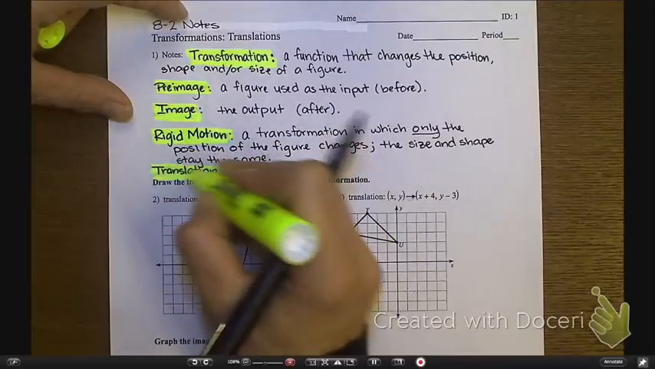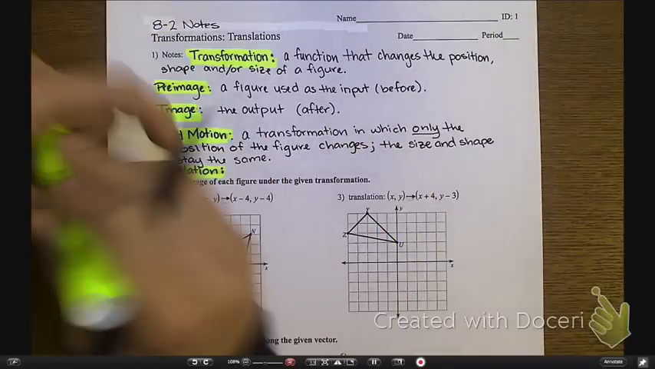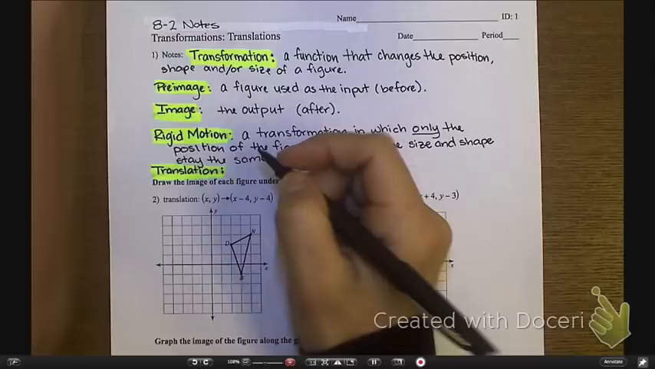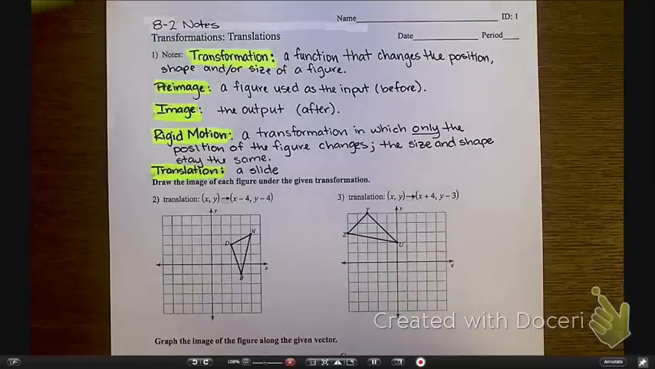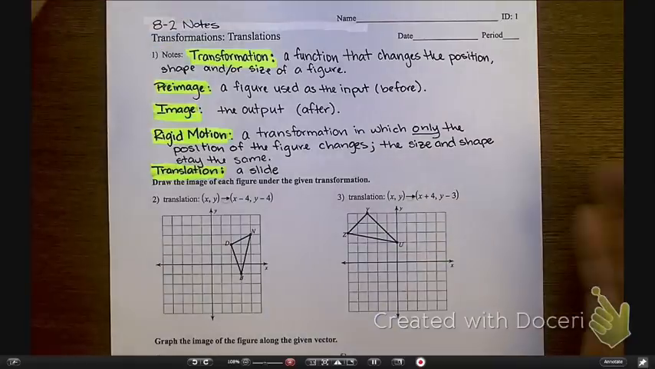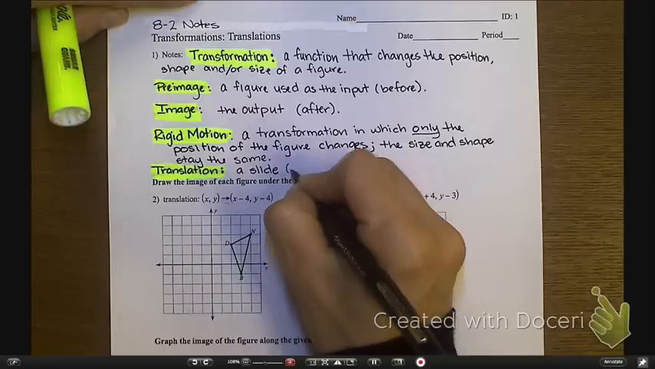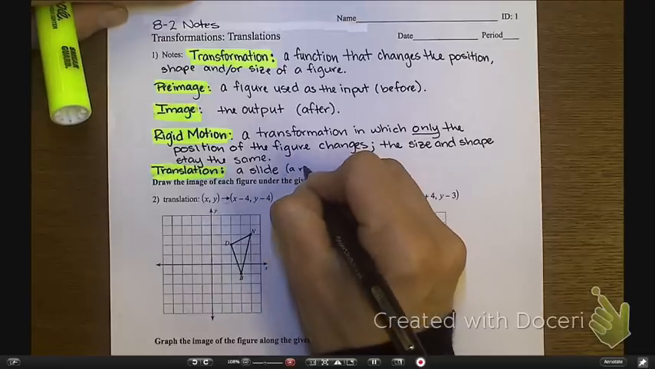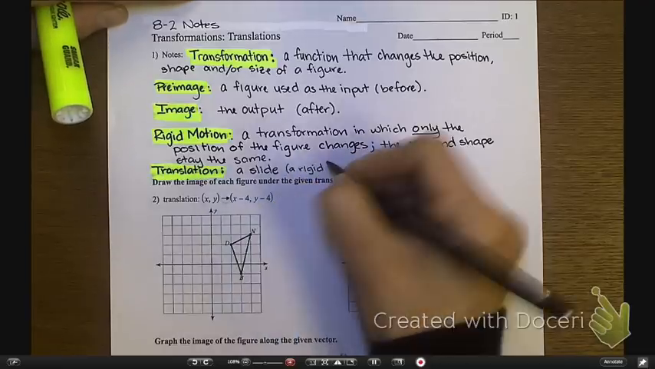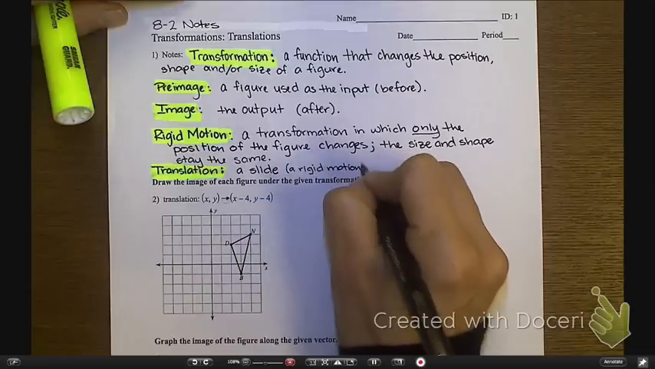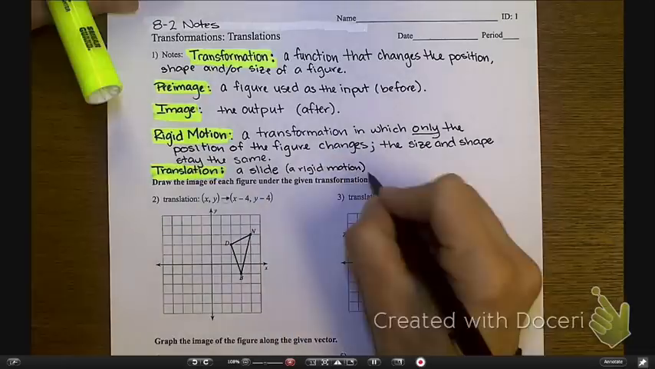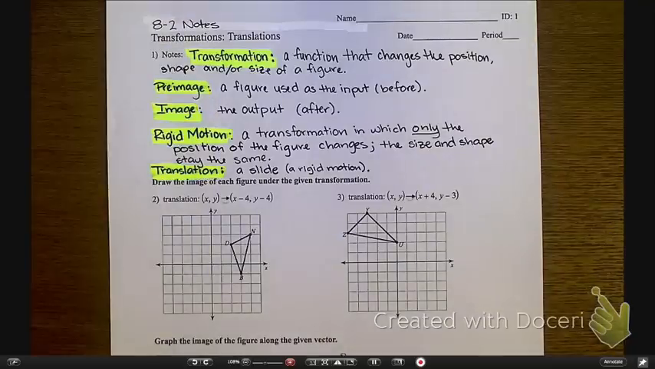Now, a translation is a type of rigid motion, and it is a slide. It's basically sliding a figure up, down, left, right. But this is a rigid motion, so the figure is not going to change sizes. It's not going to change shape. It's just going to slide. So the positioning will change in a translation, not the size or the shape.